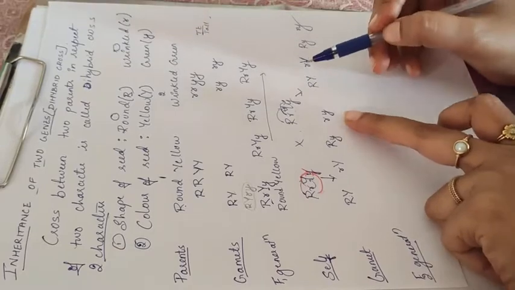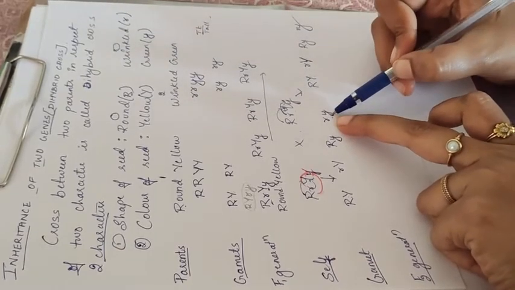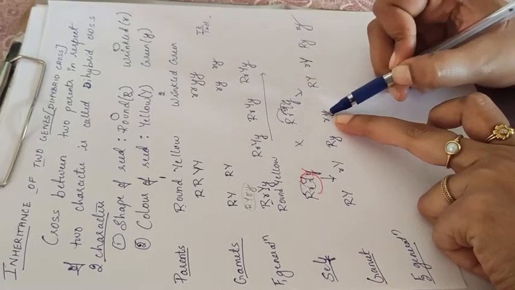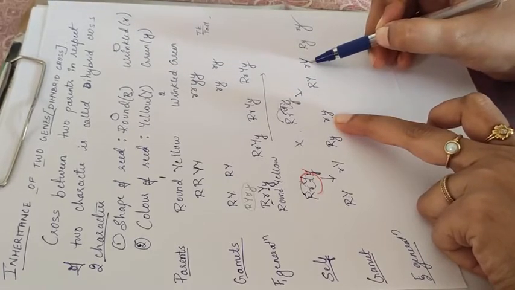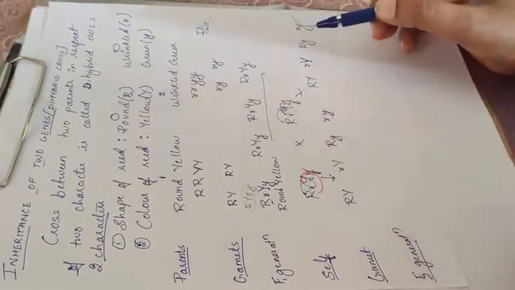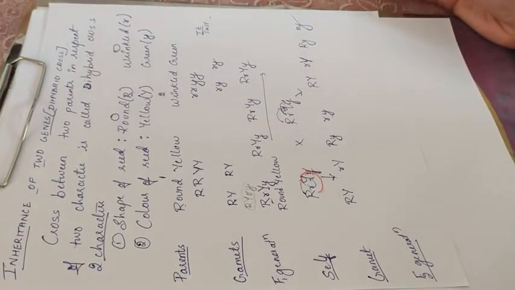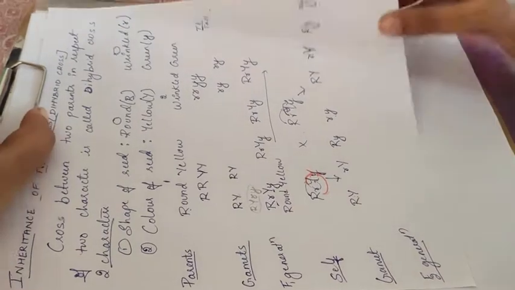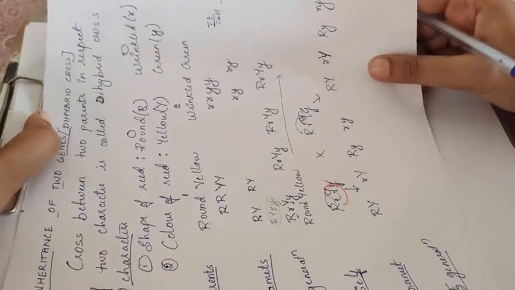So again 4 possibilities. This can fuse with these 4 individually. And finally, this gamete can fuse with this. If this gamete fuses with this gamete, it is a different combination. Therefore, in total 4 into 4, we have 16 possible outcomes. Here the space is very less, so I'm going to draw it on the next page.